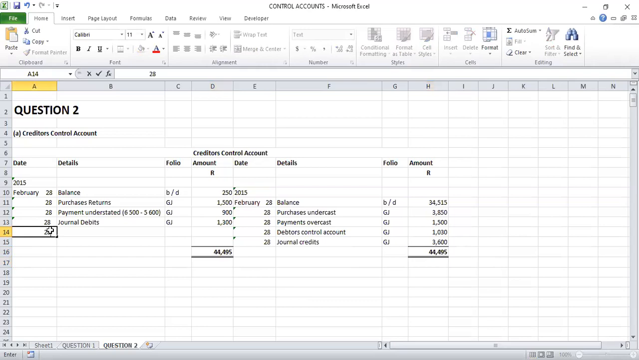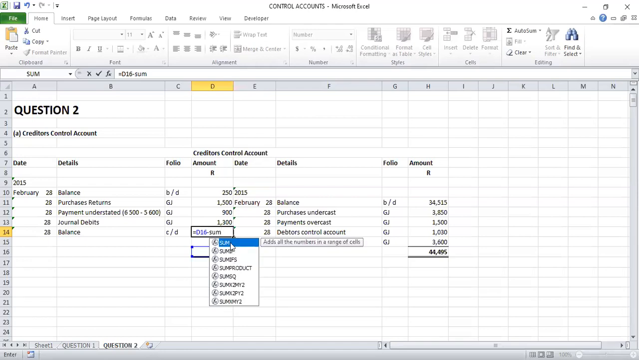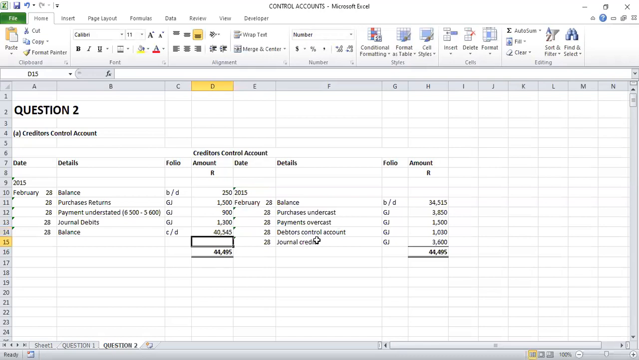we then record the balance carried forward, which will be the difference. So it will be this minus the sum. So I'm just subtracting the total of the debit from the credit. We get 40,545. Then that same balance should also come here. That will be the creditors control account.